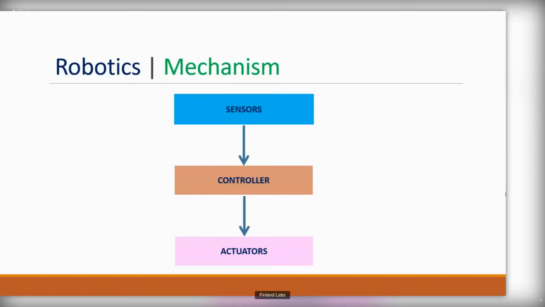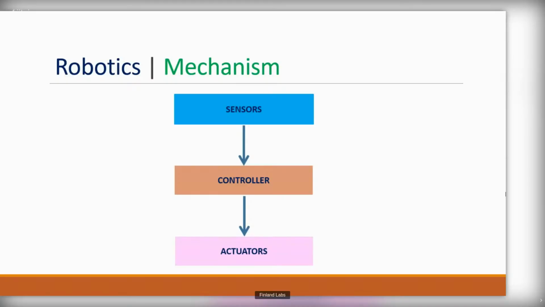If I consider the example of a human, what is the controller in a human? The sensors, I told you, are the five sense organs: eye, nose, tongue, ear, and skin. But what is the controller in a human? If I compare this to a human, yes, correct, the brain. Our brain is the controller in a human being, right?